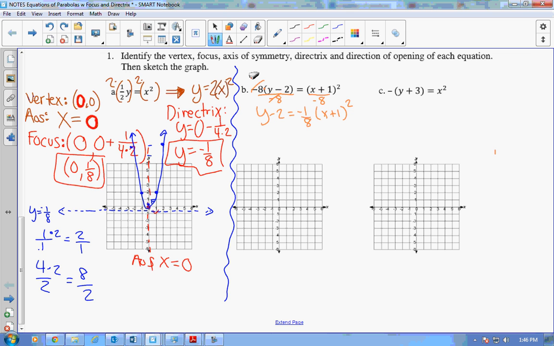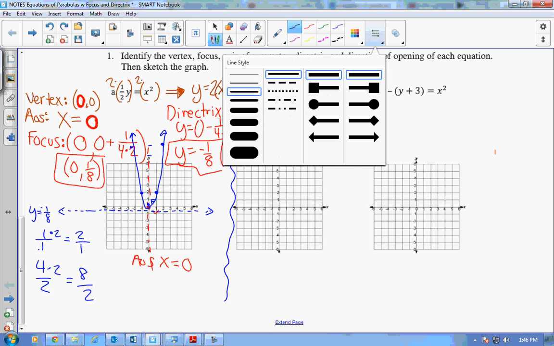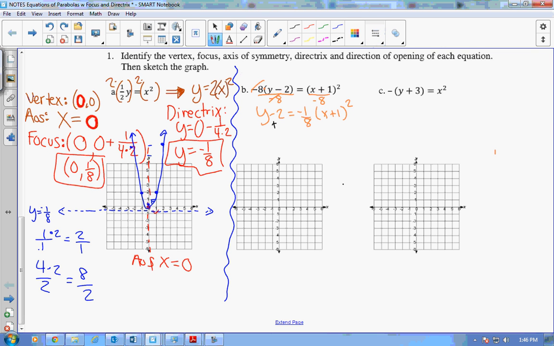How do I continue to get y by itself? Not y. We want to leave y there. Plus 2 to both sides. So we want this in order of vertex form: y equals negative 1/8 times x plus 1 squared plus 2. Can you see the vertex just by looking at that?